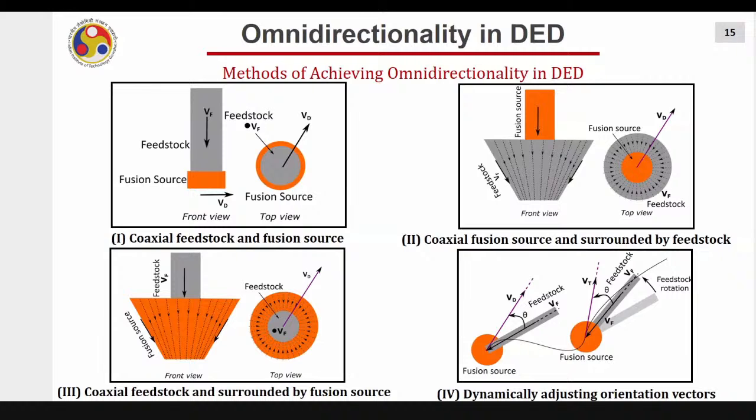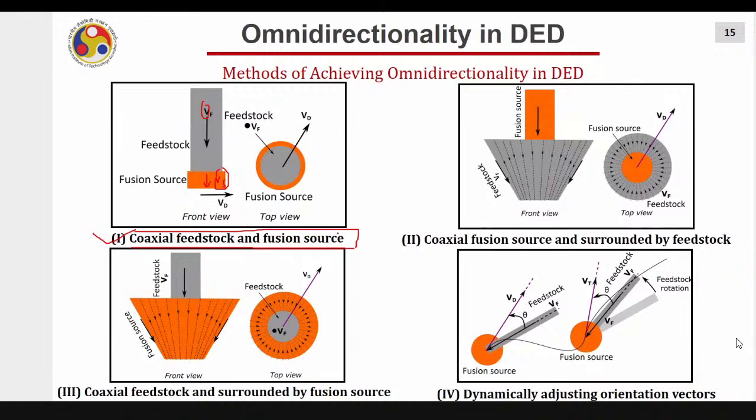How to achieve omnidirectionality in DED. We proposed four possible methods. One is coaxial feedstock and fusion source, meaning Vf and Vs both are coaxial. This is Vs, right? They both are coaxial and you are moving perpendicular in the XY plane. Hence, this vector will remain perpendicular. But you know that it is only possible with MIG. But it is a solution. If you can do that with TIG, great. It's not possible, but yeah.